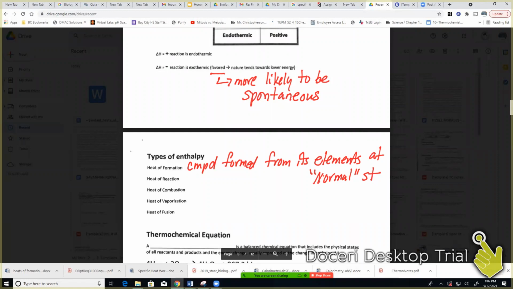Heat of reaction is the heat or energy that's taken in or given off during a reaction. Heat of combustion would be used if you had a combustion reaction. So that's just if you're burning something.